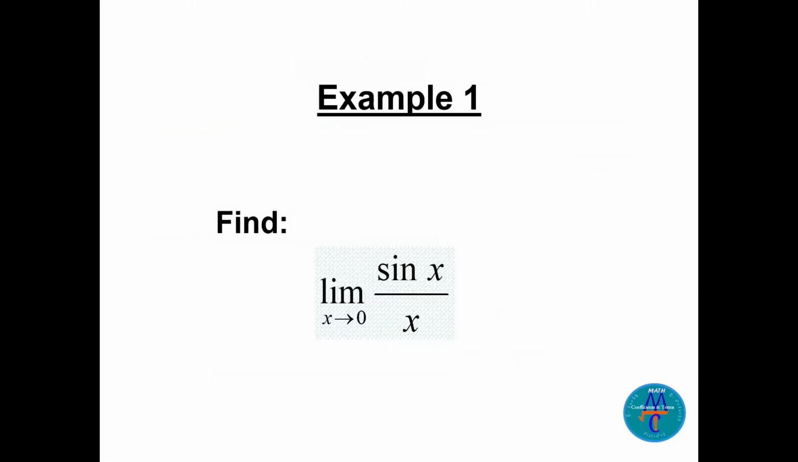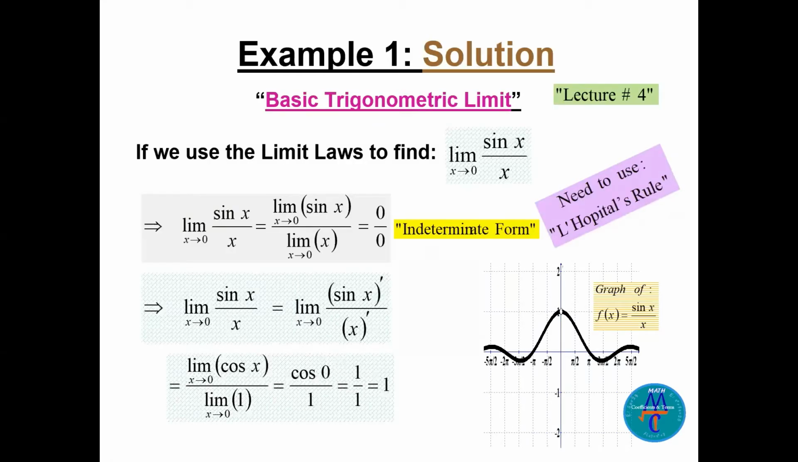Let's see, find the limit of sine x divided by x as x goes to 0. We know the answer, the basic trigonometric limit from lecture 4, but we need to use L'Hopital's rule. If we try to find the limit of sine x over x as x goes to 0, applying the limit laws, it will be sine of 0 over 0, so that would be 0 over 0. We call this an indeterminate form, so we need to use L'Hopital's rule.